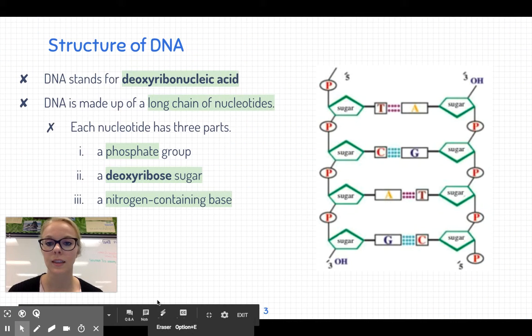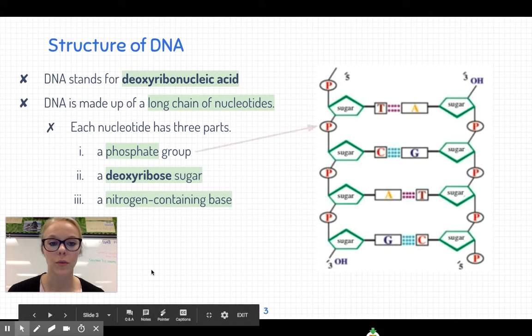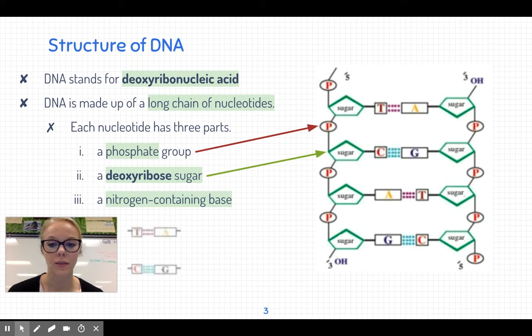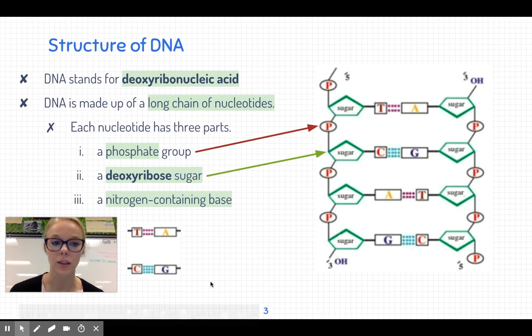Remember that DNA stands for deoxyribonucleic acid. It's made up of long chains of nucleotides. Each nucleotide has 3 parts: a phosphate group, a deoxyribose sugar, and a nitrogen-containing base. Notice that T always pairs with A and C always pairs with G.